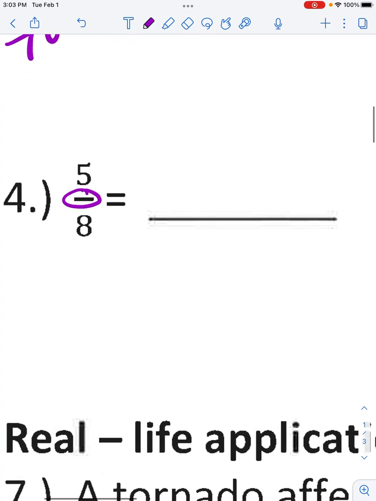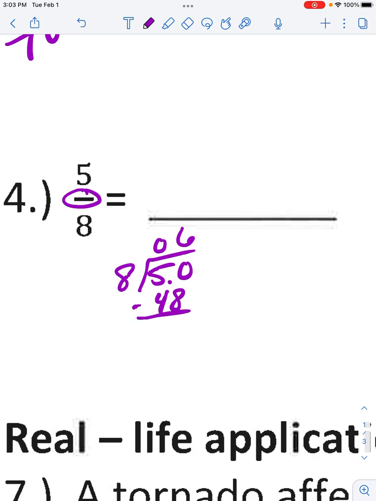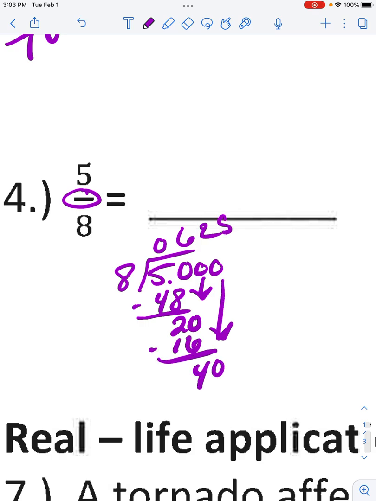Remember, this fraction bar is the same as a division bar. So we can do 5 divided by 8. Top number always goes on the inside. 8 does not go into 5, so add a decimal and a 0, and you can start dividing. 8 goes in 6 times, which is 48. 8 into 20 would go 2 times, which is 16. And 8 into 40 goes 5 times evenly.